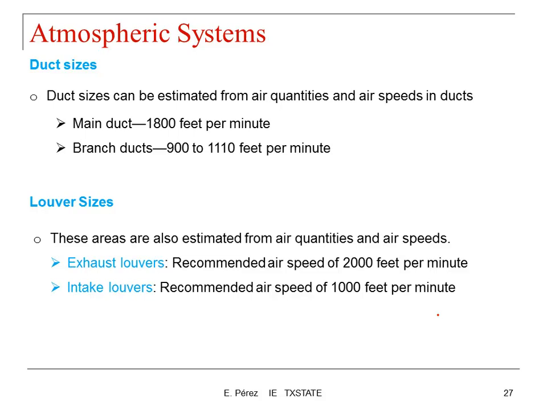Main duct, 1,800 feet per minute; branch ducts between 900 and 1,100 feet per minute. And the louver size, these areas are also estimated from air quantities and air speeds. So we also have some recommended measurements for these two types of louvers.